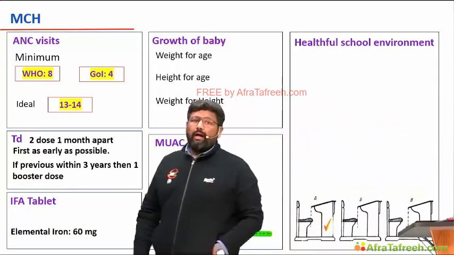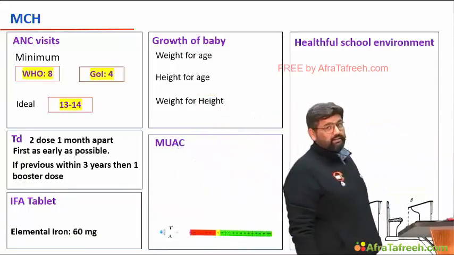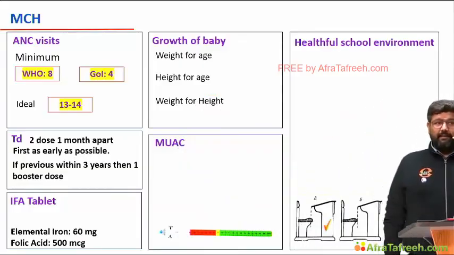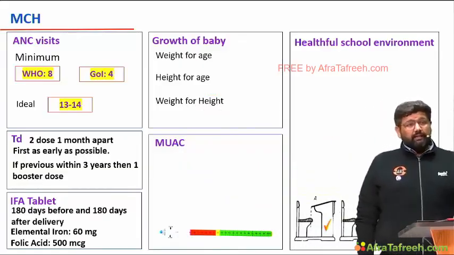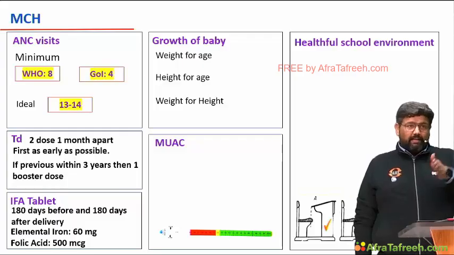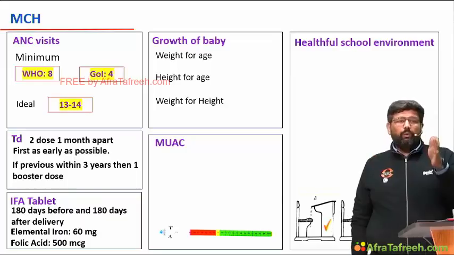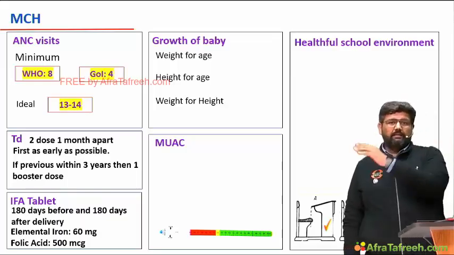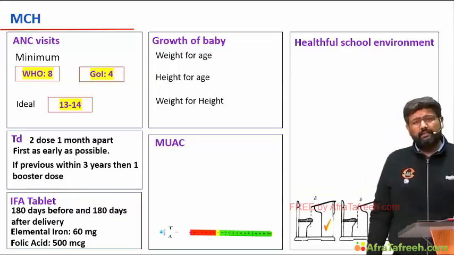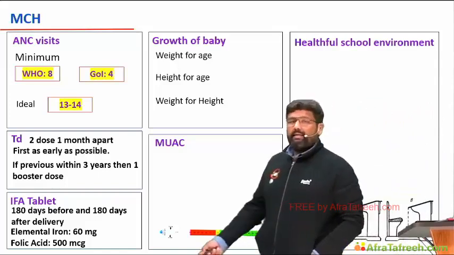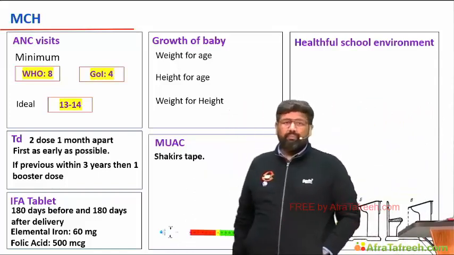If I talk about IFA tablet, the elemental iron is 60 mg, folic acid 500 microgram. It is given 180 days before delivery and 180 days after delivery. So you can say 6 months in pregnancy, 6 months in lactation.